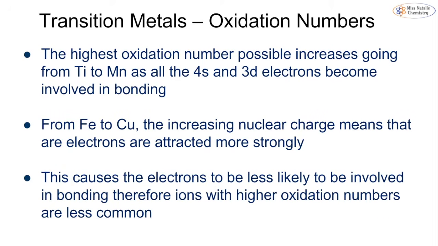And the reason why they don't want to lose these is as we get from the iron to the copper, we get a much higher nuclear charge. And that increase in nuclear charge means that the electrons are much more strongly attracted to the nucleus. Therefore, they're less likely to be involved in bonding. Whereas for titanium to manganese, all of the 4s and 3d electrons can be involved in bonding because they're held a little bit less tightly in comparison to the others. So we get our varying oxidation numbers depending on what transition metal it is. And this is an important factor that we will come back to when we look at the reactions of these in more detail.